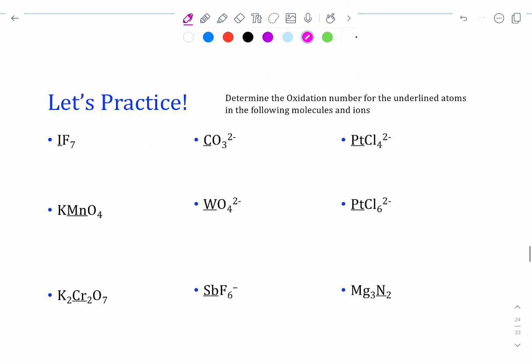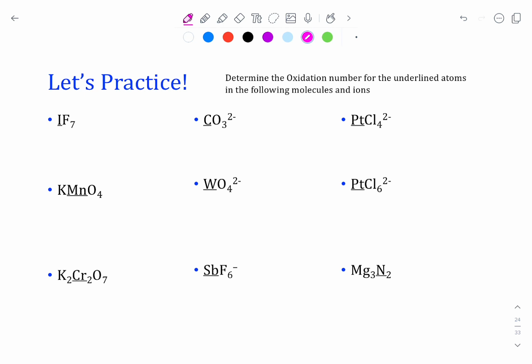Okay, let's do some more. For these ones, we want to determine the oxidation number for the underlined atoms in the following molecules and ions. So, even though we're only going to identify the underlined atoms, which you may find similar problems in your homework, we still need to find the oxidation numbers of all atoms in the molecule, okay, in order to properly account for their oxidation numbers in contribution to their charge. So for these ones, we're really just finding the oxidation numbers for all of the atoms.